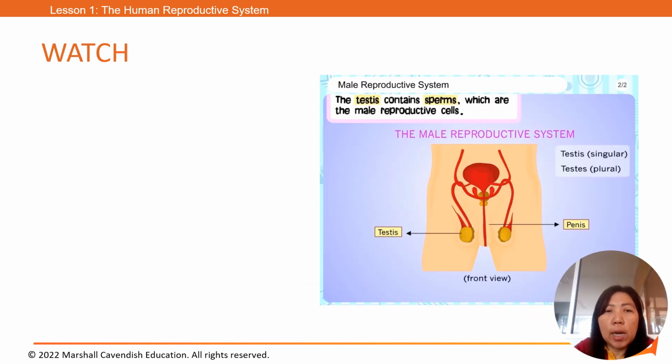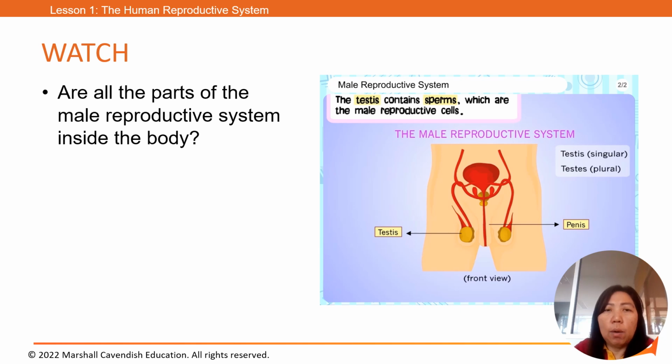Now let's check the following questions. Are all the parts of the male reproductive system inside the body? What do you think? Now, not all parts of the male reproductive system are inside the body. Are the testes located inside the body? Okay, the testes, or the testis if only one, located inside the body or outside the body? The answer is outside the body.